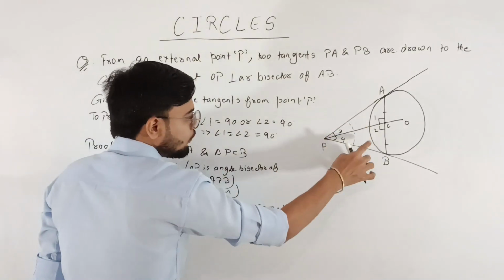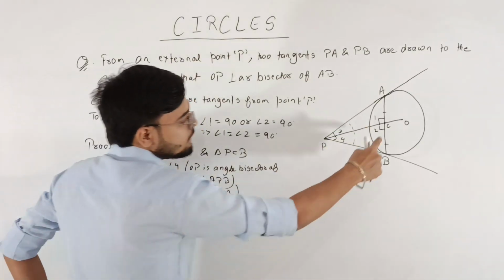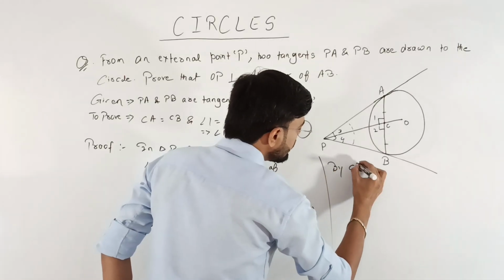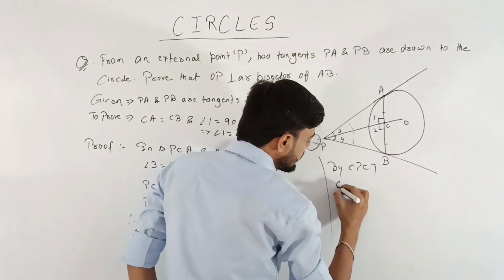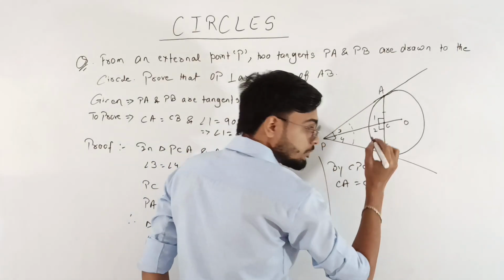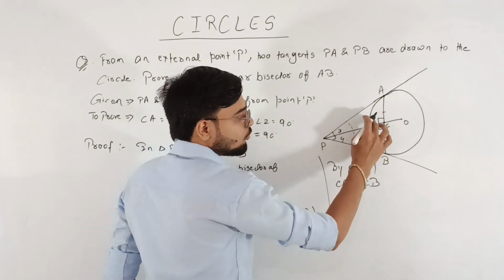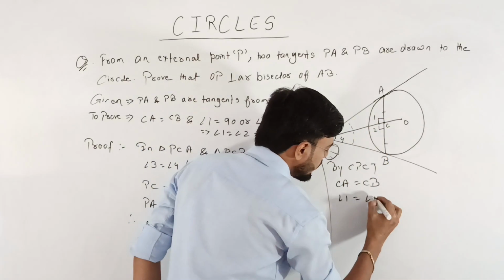Now, when these two triangles are congruent, then by CPCT, what do I write? CA is equal to CB. Then again by CPCT, I write angle 1 is equal to angle 2.